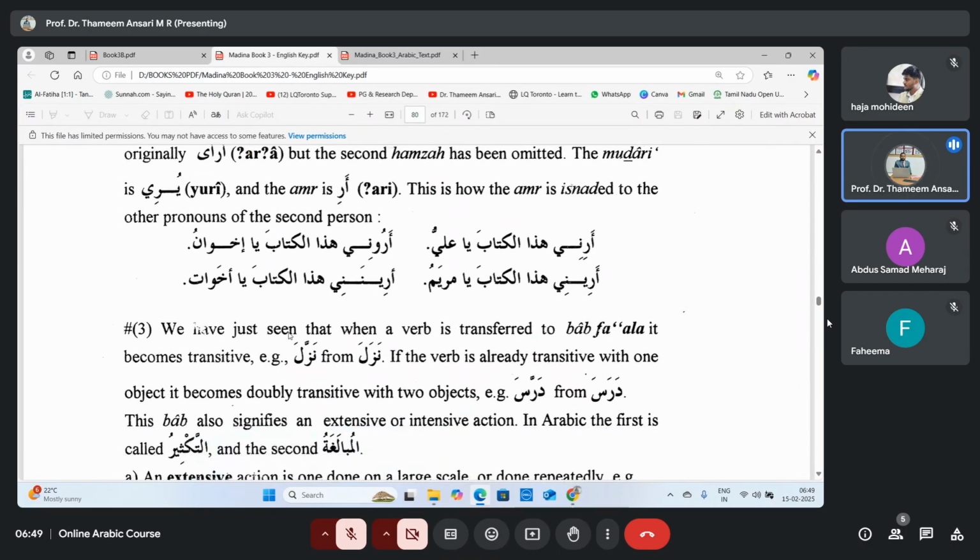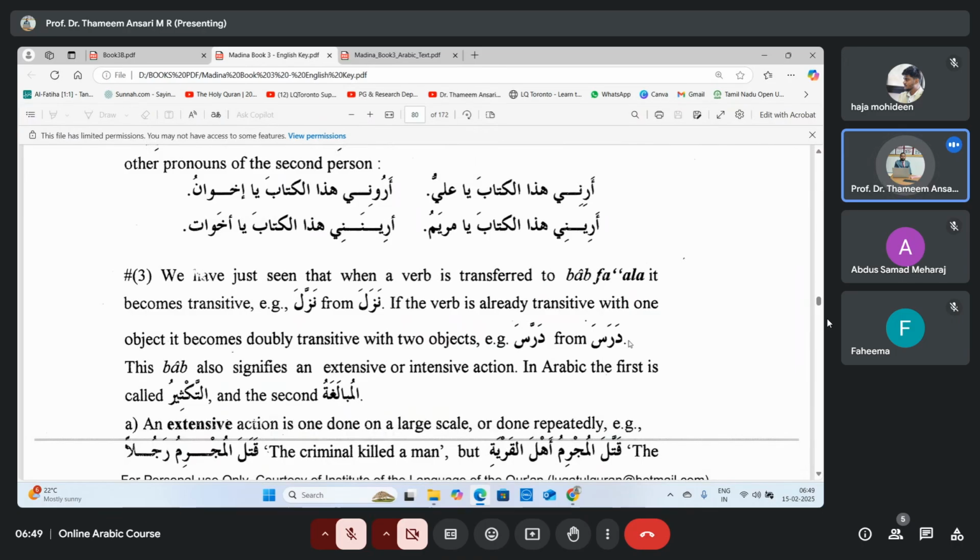3. We have just seen that when a verb is transferred to Bab Fa'ala, it becomes transitive. Example, Nazala from Nazala. If the verb is already transitive with one object, it becomes doubly transitive with two objects. Example, Darrasa from Darasa. This Bab also signifies an extensive or intensive action. In Arabic, the first is called Takthiru and the second is Al-Mubalagha.